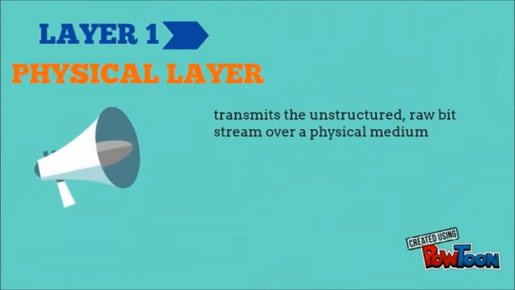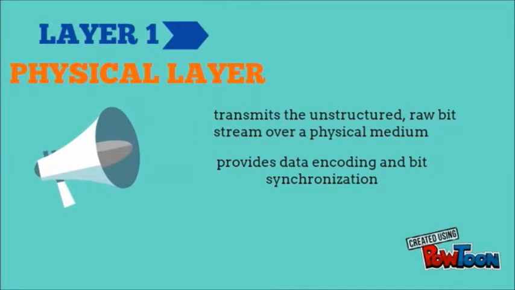Physical layer, Layer 1. The bottom layer of the OSI reference model is the physical layer. This layer transmits the unstructured raw bit stream over a physical medium, such as the network cable. The physical layer is totally hardware-oriented and deals with all aspects of establishing and maintaining a physical link between communicating computers.